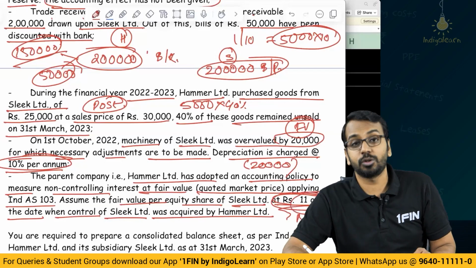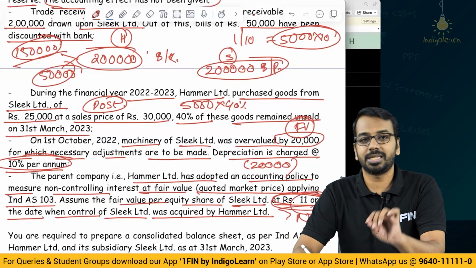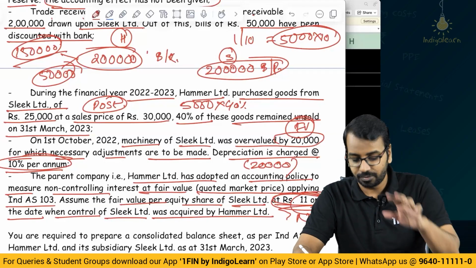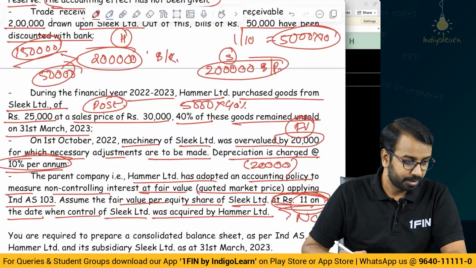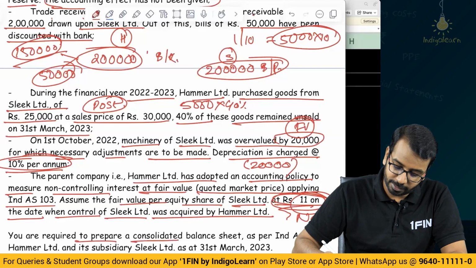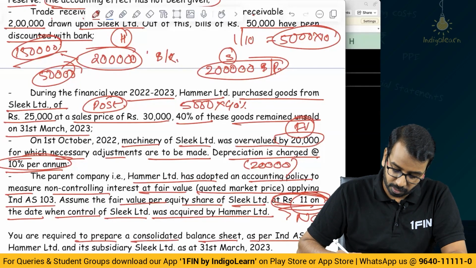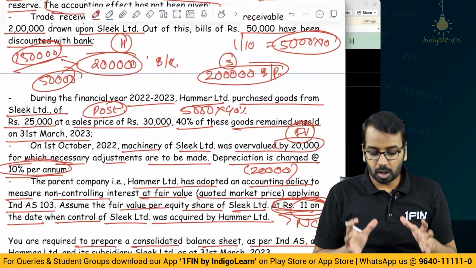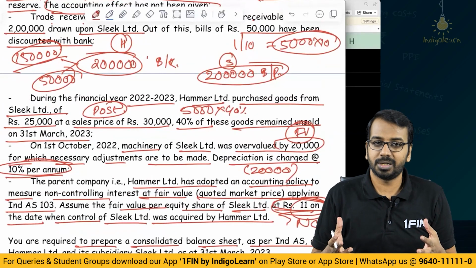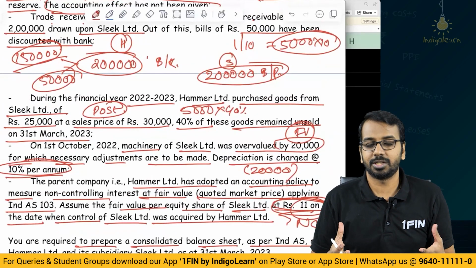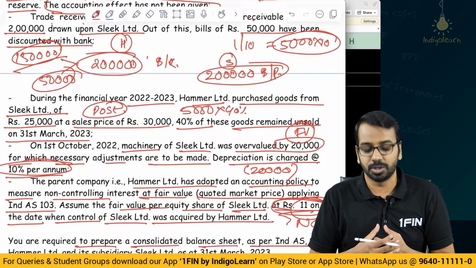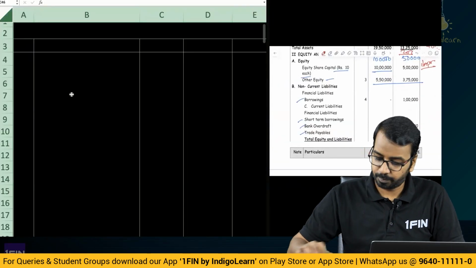This fair value will also be used to revalue our existing stake, because initially we had 40%. Now that has to be revalued. For that we will use this 11. You are required to prepare a consolidated balance sheet as per Ind AS, and it's of Hammer and subsidiary Sleek as on 31st March of 2023. Okay. So a lot of adjustments are known adjustments. They are nothing new in terms of adjustment, but the problem happens especially in an examination situation. So now let's have a look at the solution.